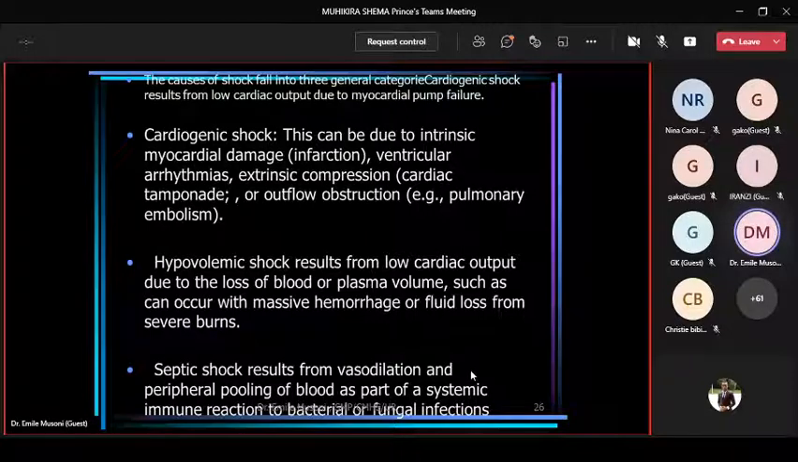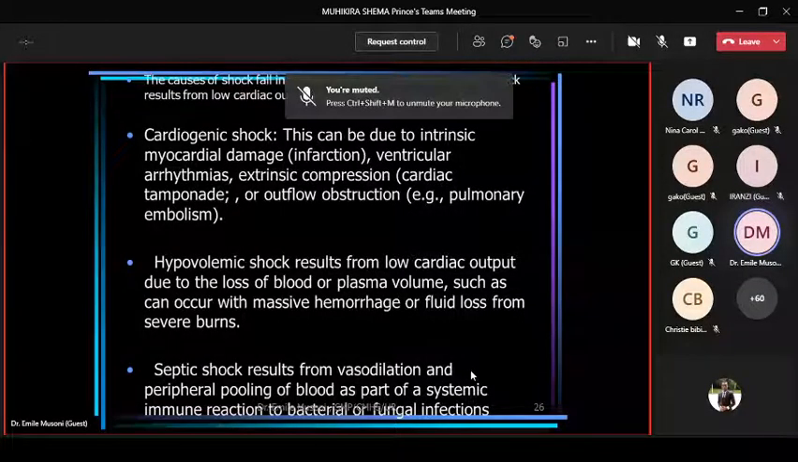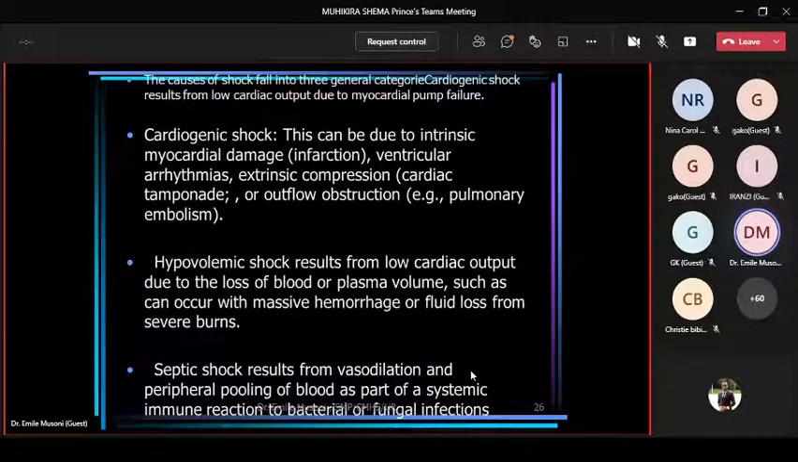The types of shock: there's cardiogenic shock. This one can be due to intrinsic myocardial damage, infarction. We're going to see what the infarction is. Ventricular arrhythmia. In the pulmonary, an example is pulmonary embolism.